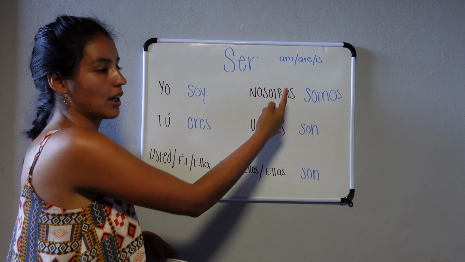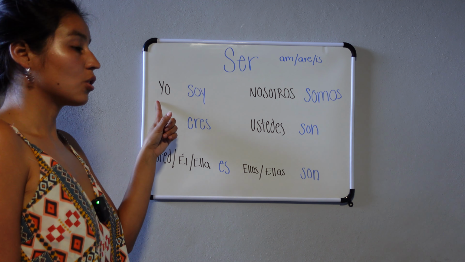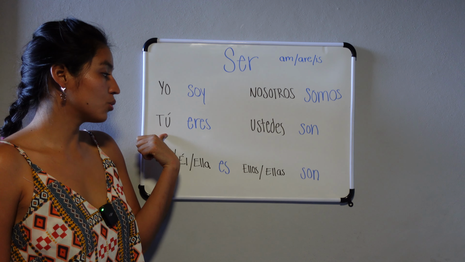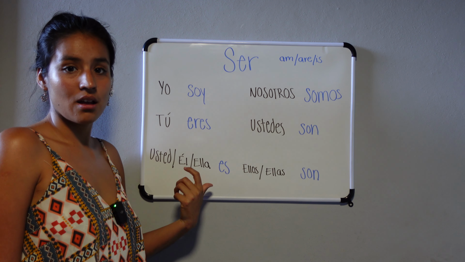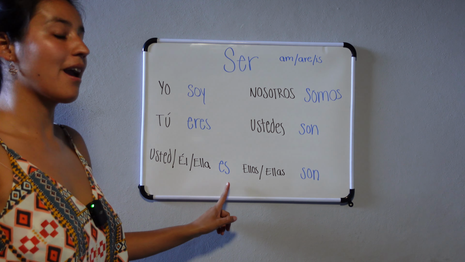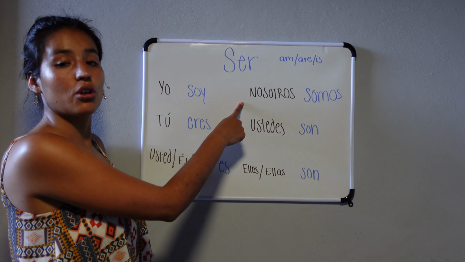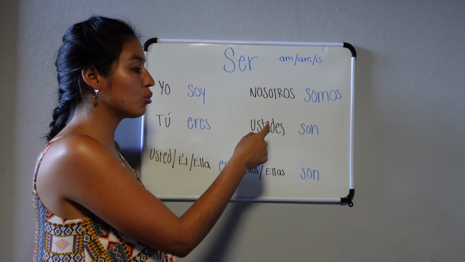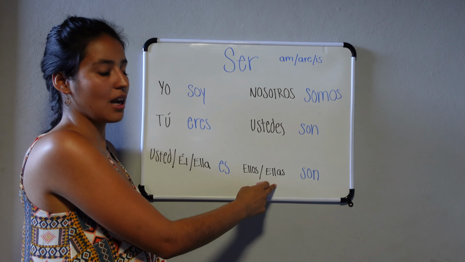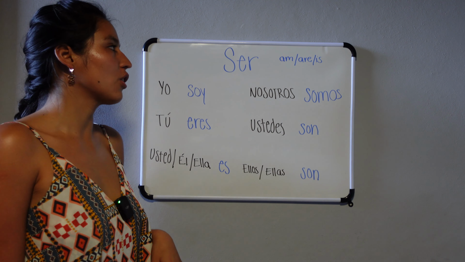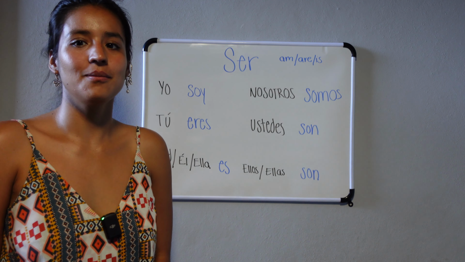Okay, so, yo soy, tú eres, usted, él o ella, whichever one you choose from here, it's gonna be es. Nosotros somos, ustedes son, and ellos y ellas also use son, okay? Based on this, now we are gonna work with when do I use this verb.